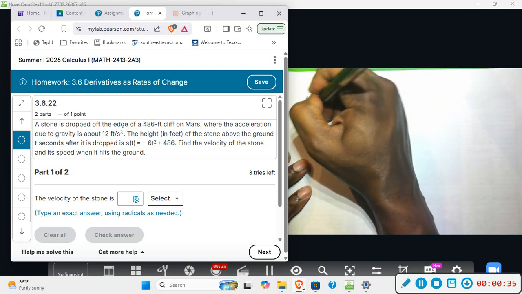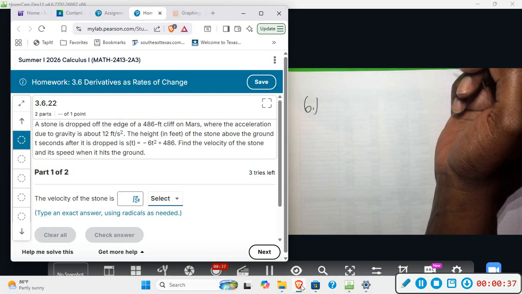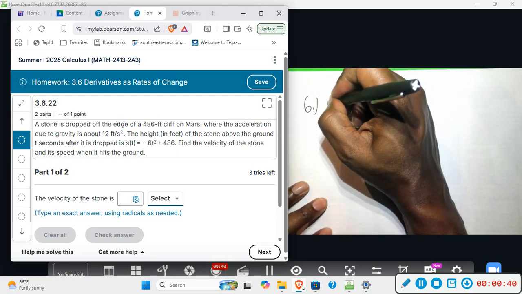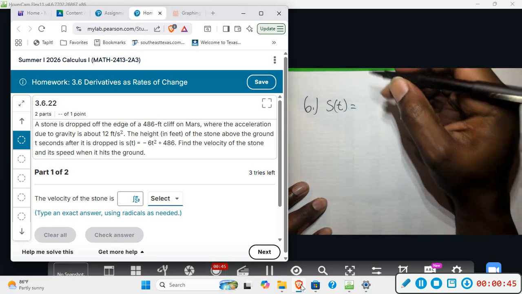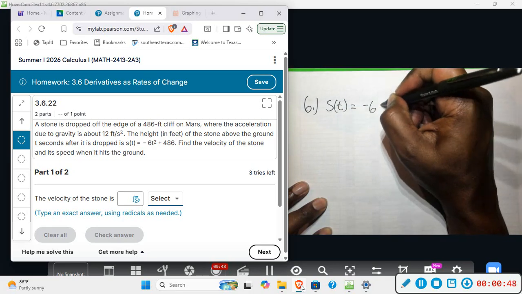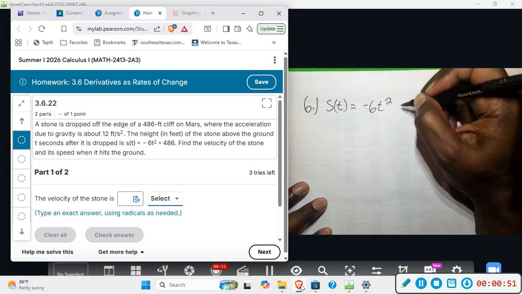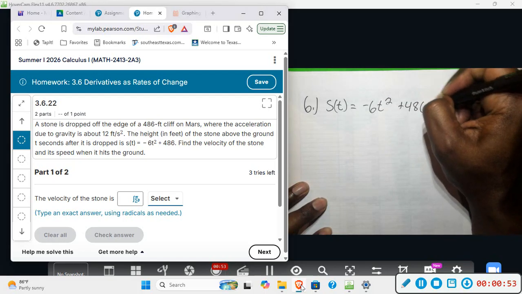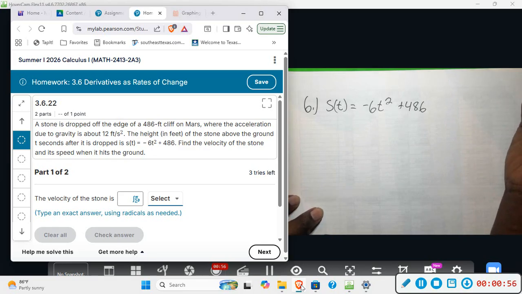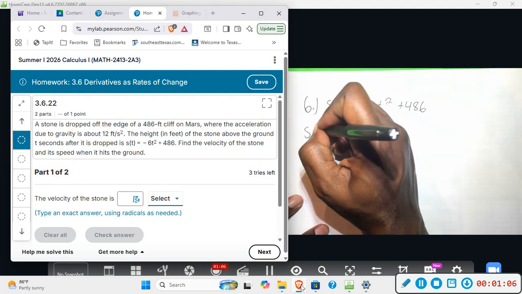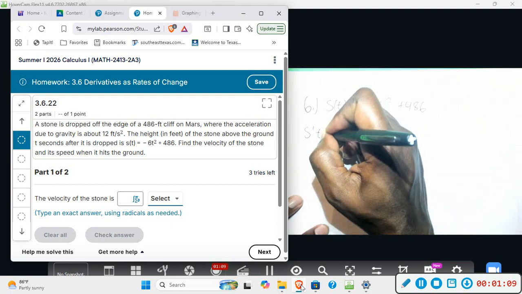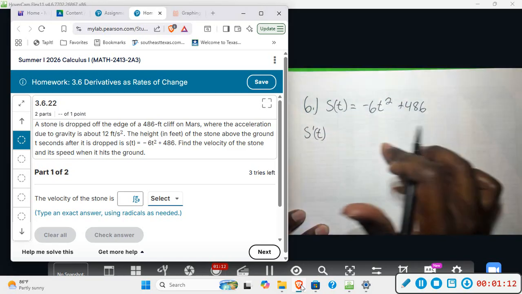Okay, so that gives you a lot of information. The most important thing you need is the equation, which is what I focus on. S of t equals negative 6t squared plus 486. Now, if we look at the question, we want to find the velocity of the stone and the speed when it hits the ground. So we know velocity is the derivative. So one thing I'm going to need to do is find the derivative of s of t. This is going to give me the velocity equation.